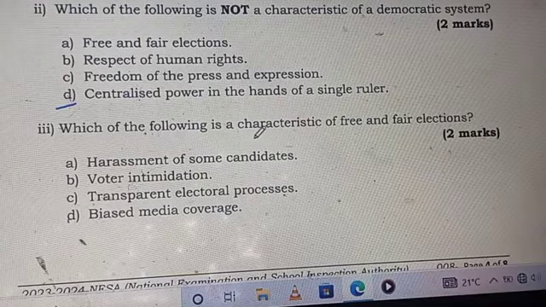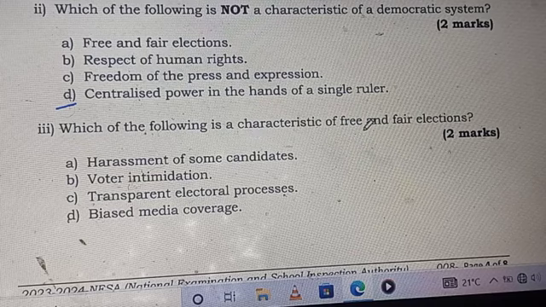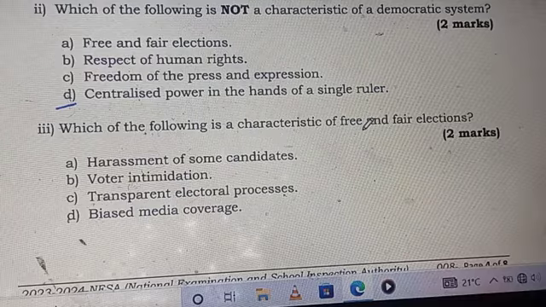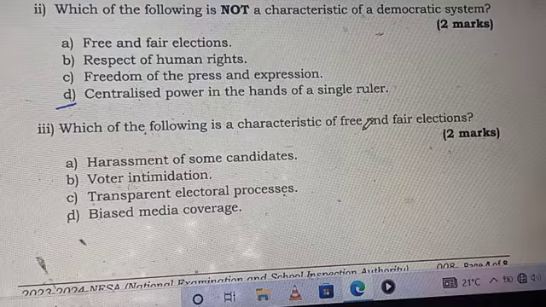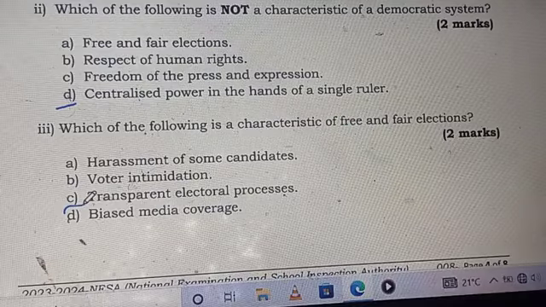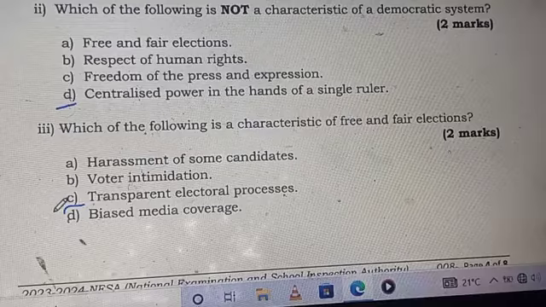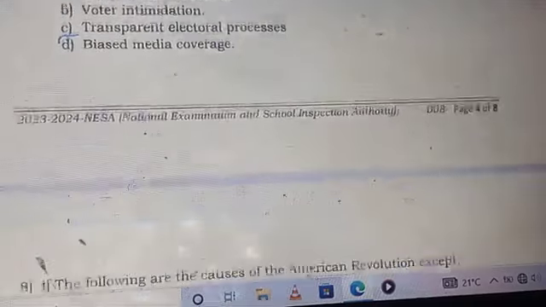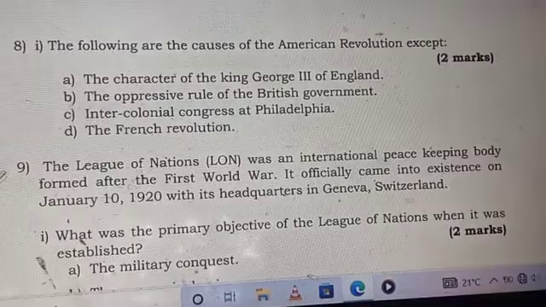I3. Which of the following is a characteristic of a free and fair election? The correct answer is letter C, transparent electoral process. Elections must be transparent and without intimidation. Let's continue to question 8.